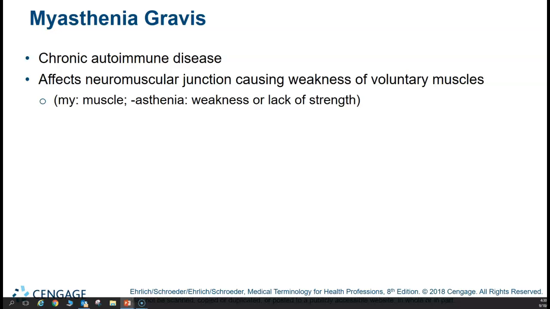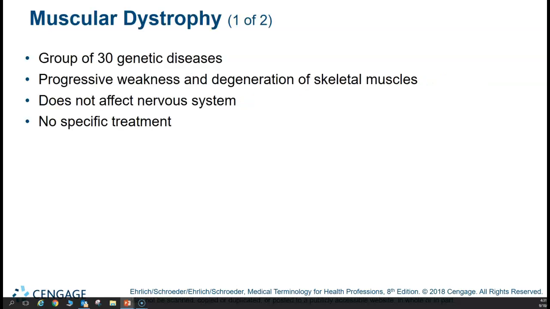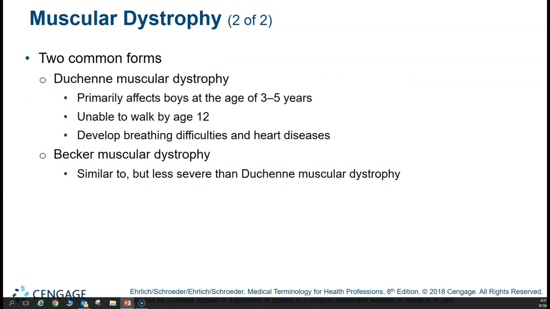Myasthenia gravis is an autoimmune disease. Again, it actually causes the muscles to weaken, and we have some paralysis. There are medications, but we also hope that we can get some movement back through physical therapy. Muscular dystrophy, this is a genetic disorder. Again, there's progressive weakening and degeneration of those skeletal muscles. It does not affect the nervous system. There is really no treatment for this.